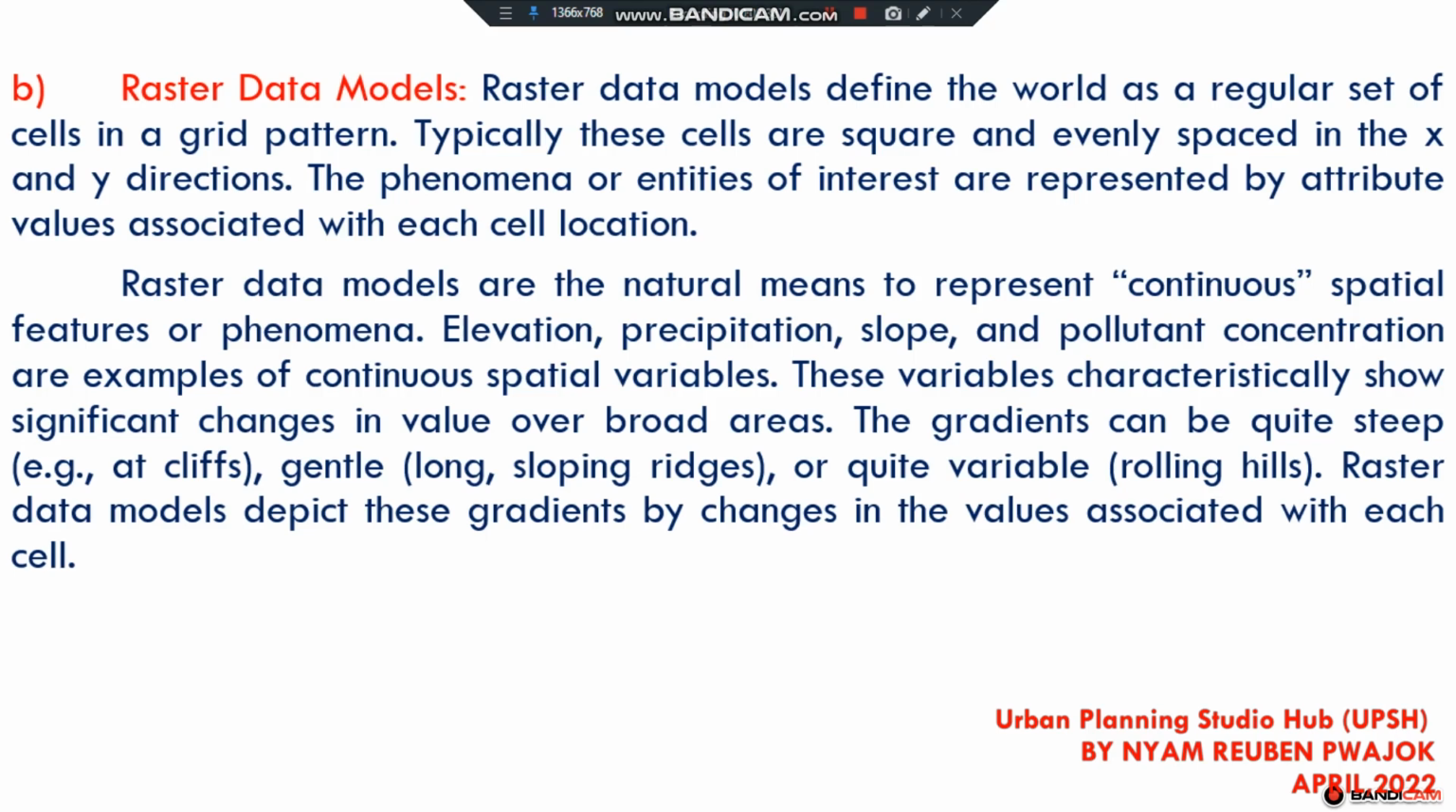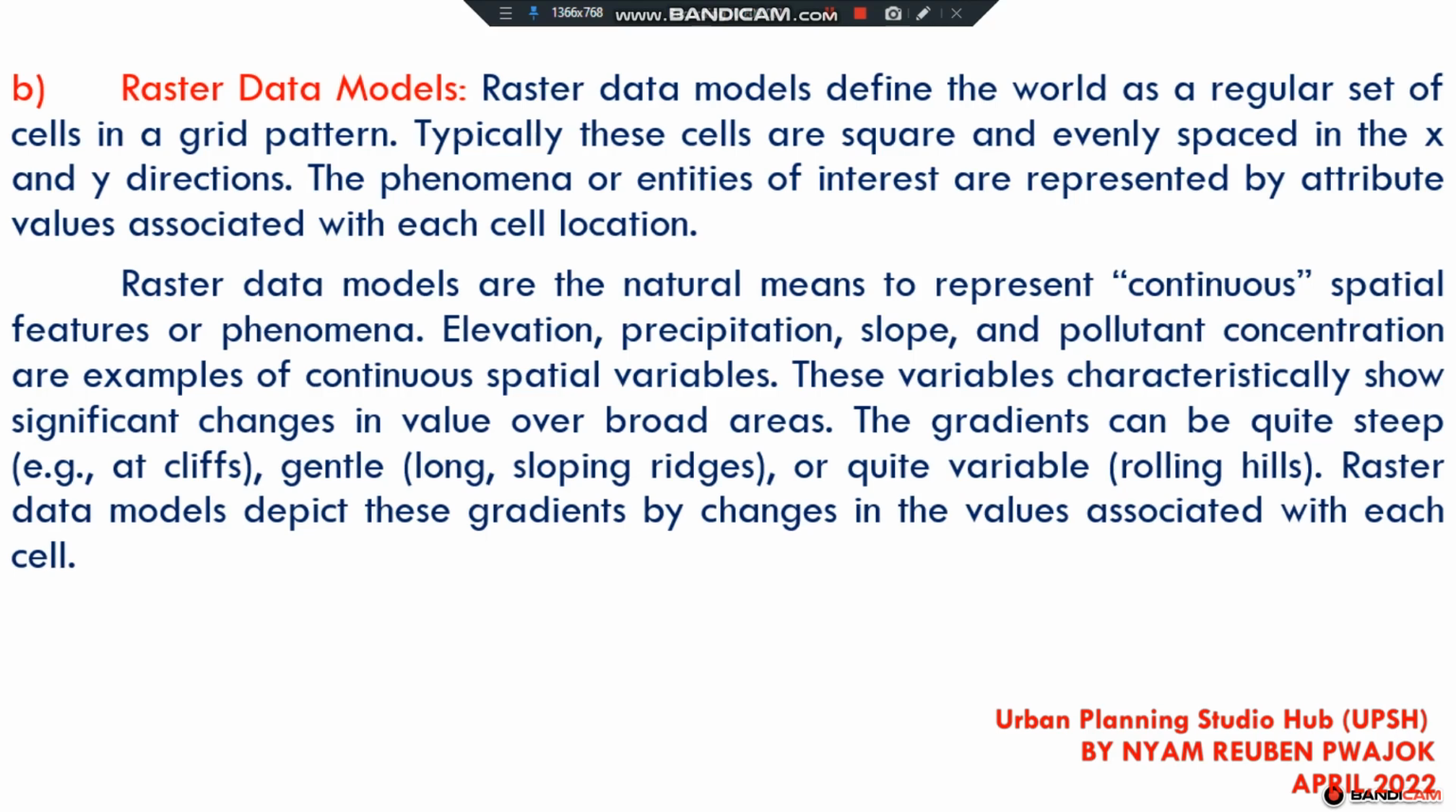Okay, so we say typically these cells are squares and evenly spaced in the X and Y directions. The phenomena or entities of interest are represented by attribute values associated with each cell location. Raster data models are the natural means of representing continuous spatial features or phenomena. Elevation, precipitation, slope and pollutant concentration are examples of continuous variables. Now these variables are naturally occurring entities.